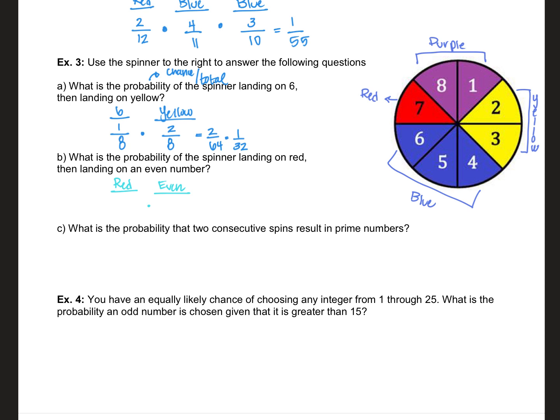Probability of getting a red, my chance is 1 out of total, which is 8. Then getting an even, my chance of getting an even would be 1, 2, 3, 4. And again, as soon as I spun and landed on the red, I didn't remove it from the spinner, so I still have a total of 8. So when I multiply across, I am getting 4 over 64. Reduce that down to 1 over 16.